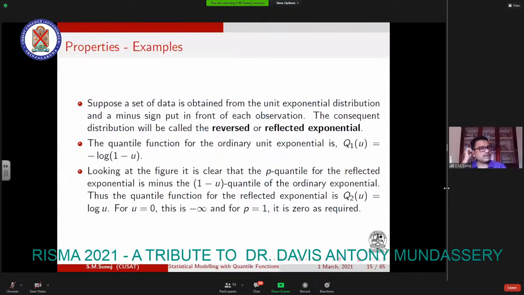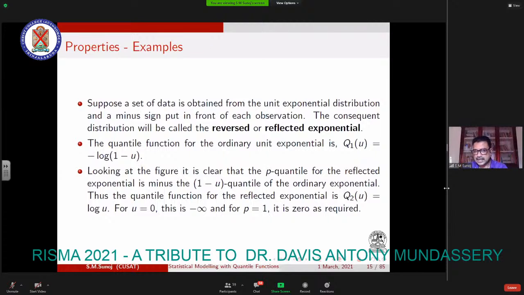Okay. Now let me go to some of these properties which we have already explained through some examples, and this will give you more clarity on what is meant by these properties. Suppose a set of data is obtained from the unit exponential and a minus sign is put in front of each observation. You have data obtained from a unit exponential distribution, and you also put a minus sign on each data point, so that the consequent distribution is called the reversed or reflected exponential distribution.